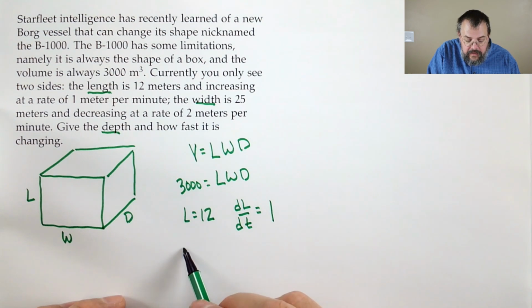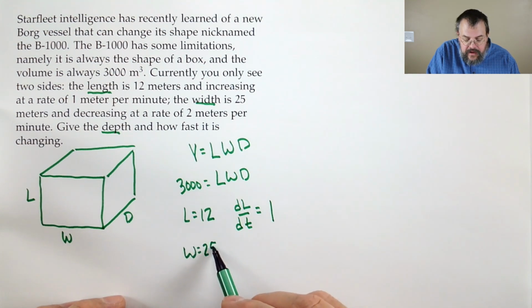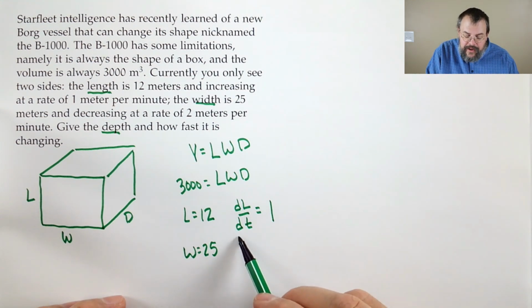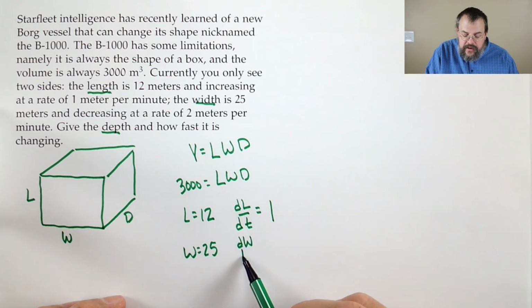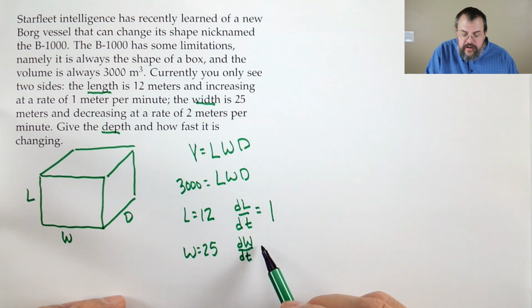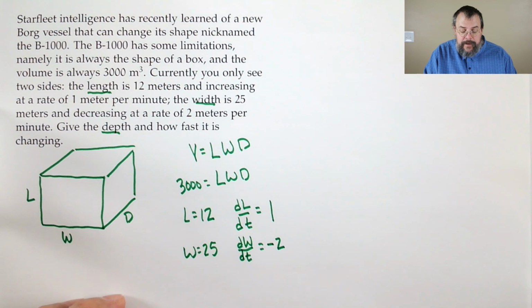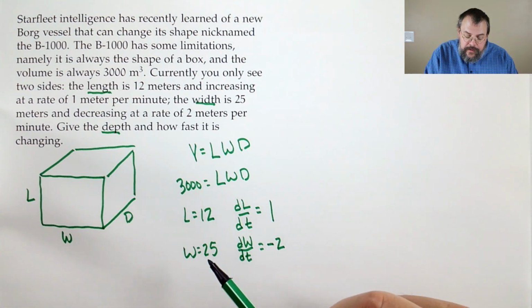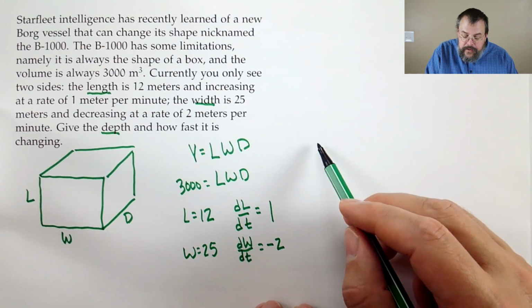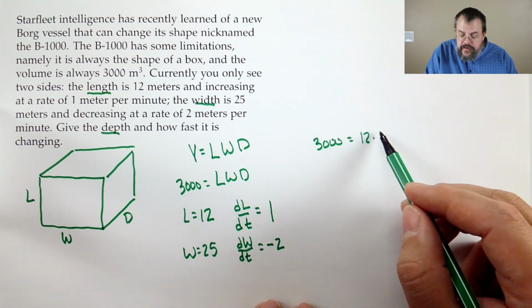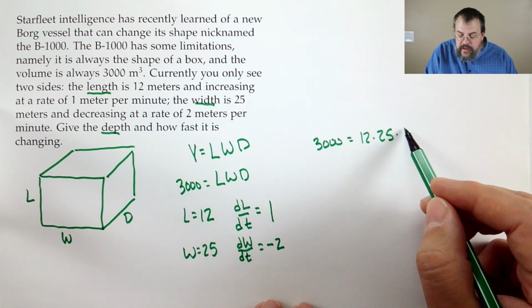The width is 25 and it's decreasing. Okay, so what does that tell us? Well, the fact that it's decreasing tells us it's going down, so it's negative 2 meters per minute. Okay, now we need the depth. So what can we do? Well, first off, let's plug in what we have. So we have 3,000 is equal to 12 times 25 times the depth.